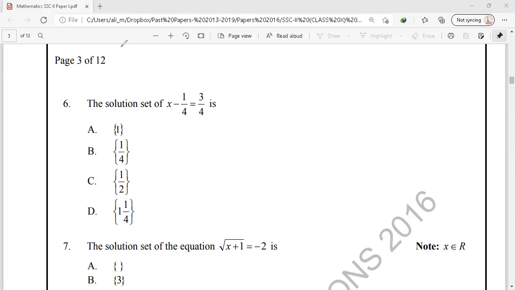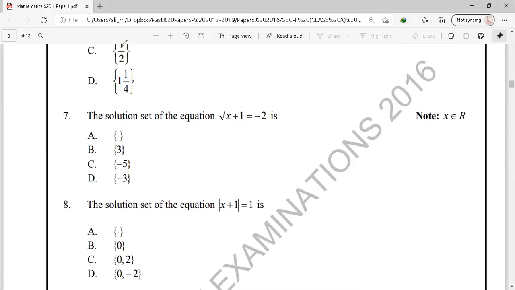Let's see question number 7. In question number 7, we have to find the solution set of this equation, for x belonging to the real numbers. As we can see, there is a square root on the left hand side. The square root of any number can be positive or negative as well.